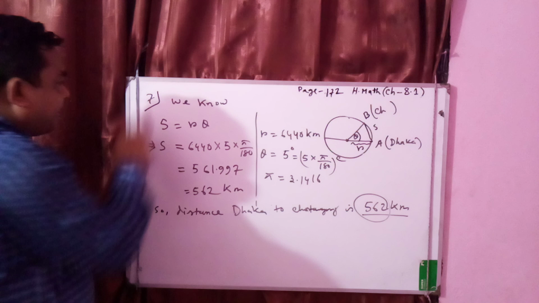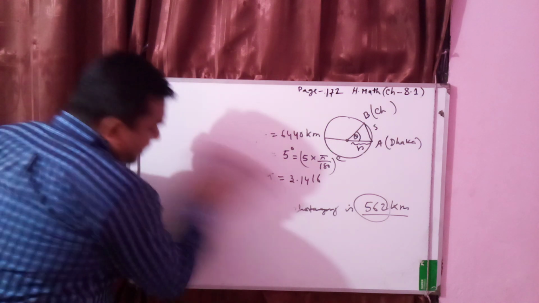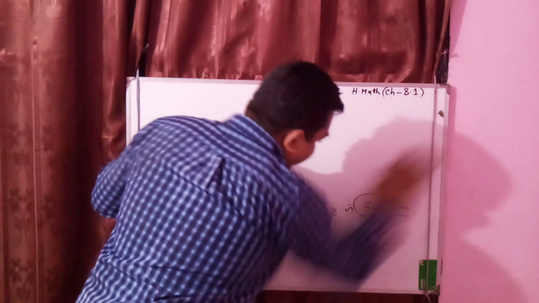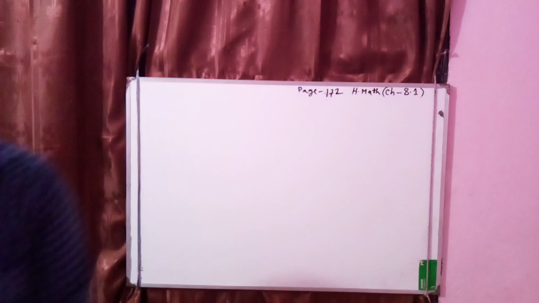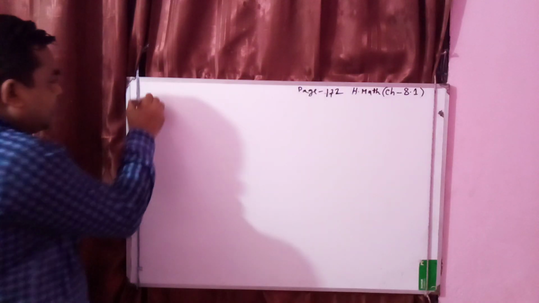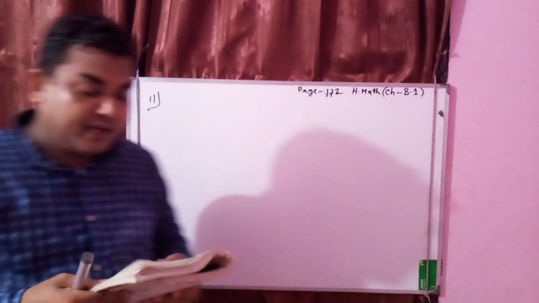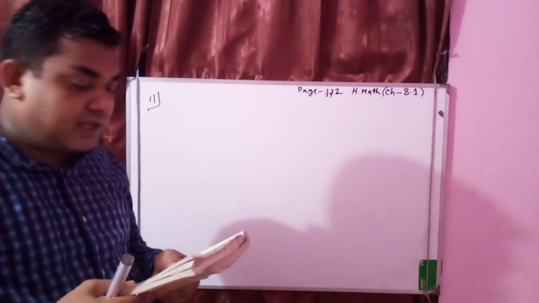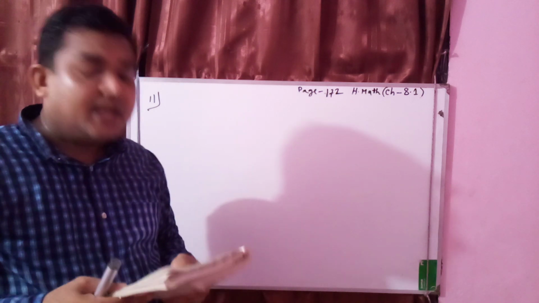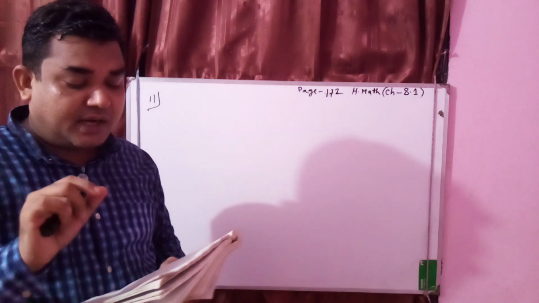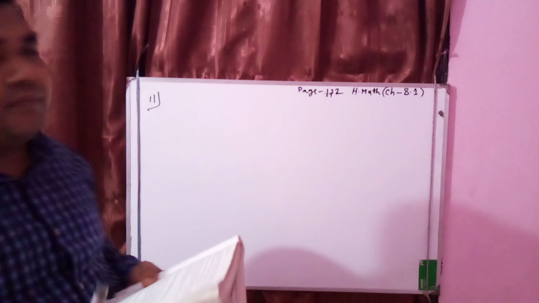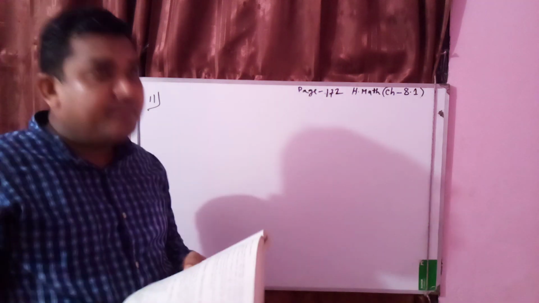Now we do sum number 11. Express in radian the angle between the minute hand and hour hand of a clock when it is 9:30 am.